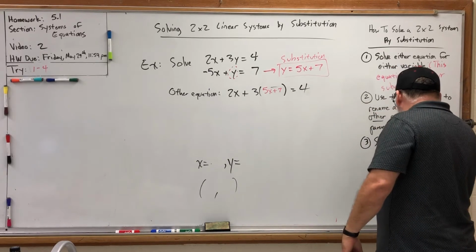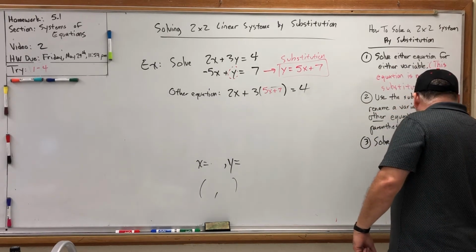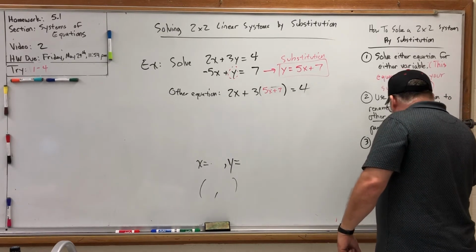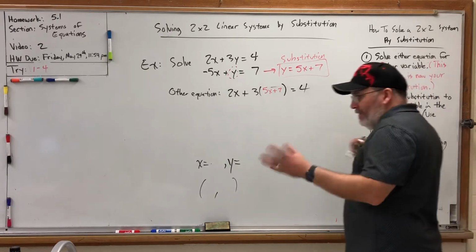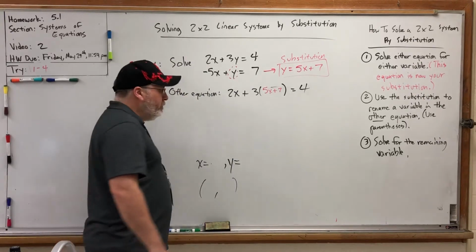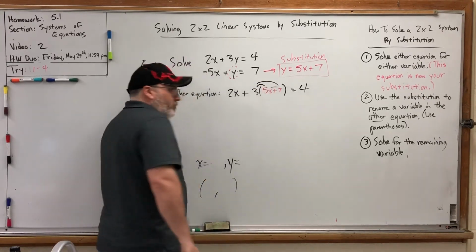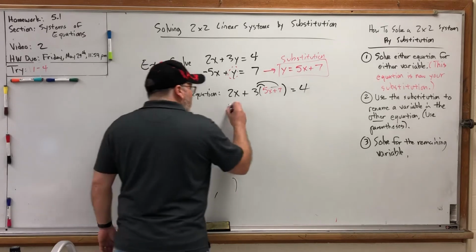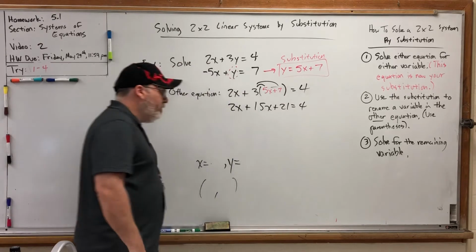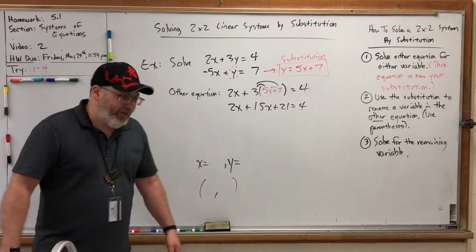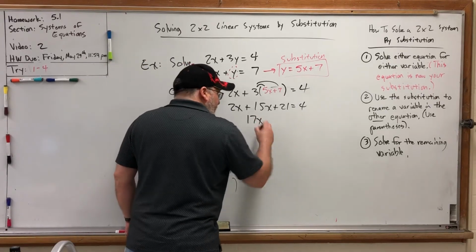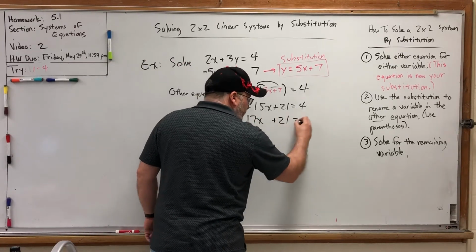solve for the remaining variable. Now you're going to have to do a little bit of hand waving and combining of like terms, but that can't be a big deal at this point. Oh no, I have to distribute. Yeah, and 2x plus 15x plus 21 equals 4. Oh no, I have like terms. Again, so 2x plus 15x is 17x. We still have plus 21 equals 4.